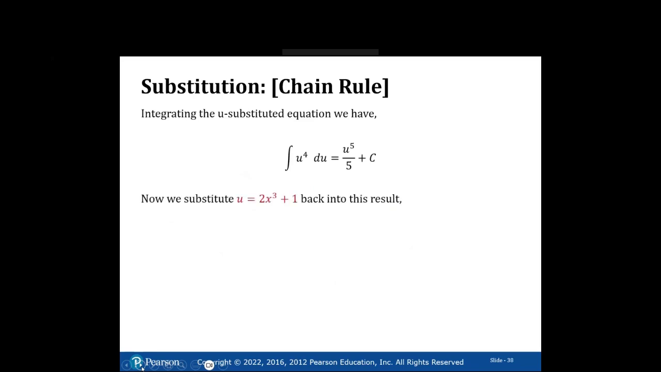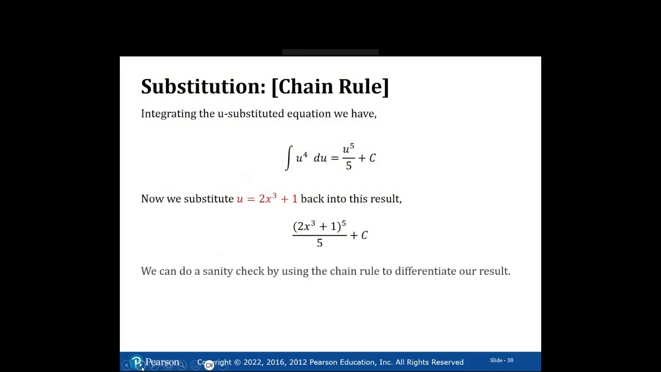And then we just back substitute. We had u equal to 2x cubed plus 1, plug it back in, final answer, right? And we can do a sanity check by just taking the derivative of the equation we got. And as long as we get the same thing, then we know we did it right. You can use this for any integration or differentiation. You just do the other one to go back to what you started, and that helps you double check your work.